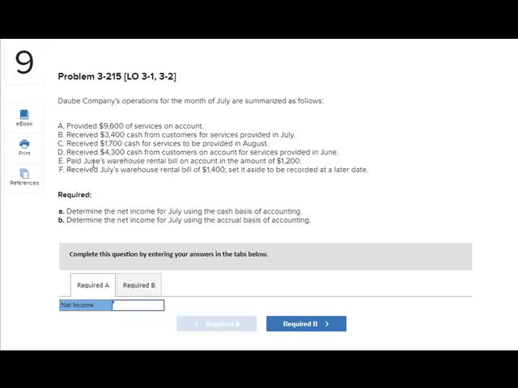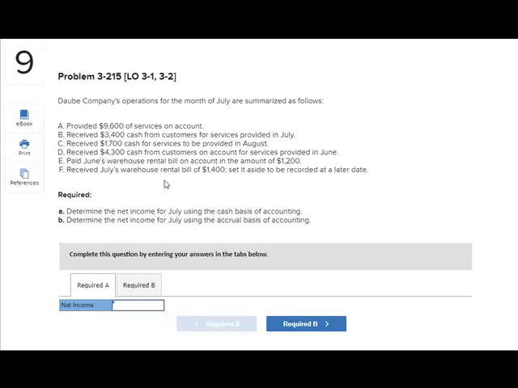And then for the expenses, here we paid June's warehouse rental bill on account. So we're paying the $1,200 in July. It was for the month of June, but that doesn't matter with cash basis accounting. We're paying the cash in July, so it's an expense in July. And then finally, we received a bill in July, but we're not going to pay it till later. Well, since we're not paying it in July, we will not count this as an expense in July.